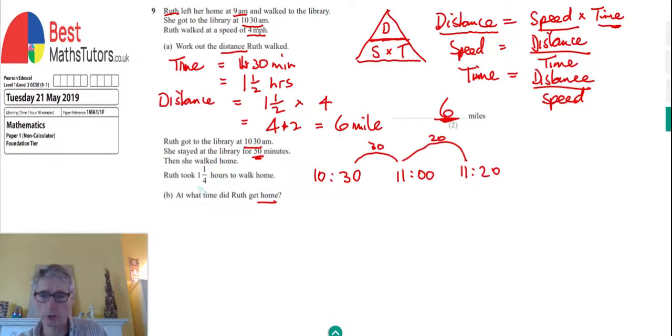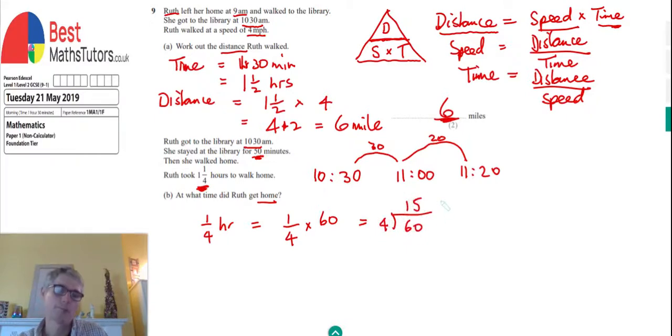So at this point, she starts to walk home. And it's 1.25 hours to walk home. So we need to understand what we're going to do with the quarter there. Well, a quarter of an hour, again, remembering that there's 60 minutes in an hour, we're going to times 60 by a quarter, which just means dividing by 4. So if I do that, that's going to equal 60 divided by 4, which is 15. So that tells me that there's 15 minutes is what a quarter of an hour is.